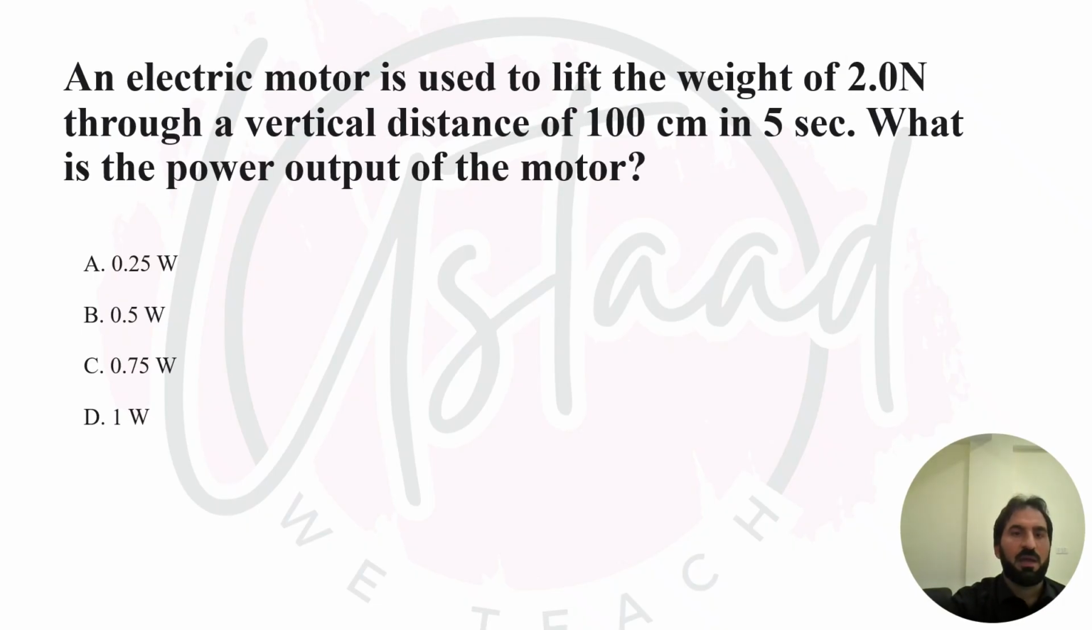Next, an electric motor is used to lift a weight of 2 Newton through a vertical distance of 100 centimeter in 5 seconds. What is the power output of the motor? The options are 0.25 watt, 0.5 watt, 0.75 watt, and 1 watt. So the correct option is option B, that is 0.5 watt.